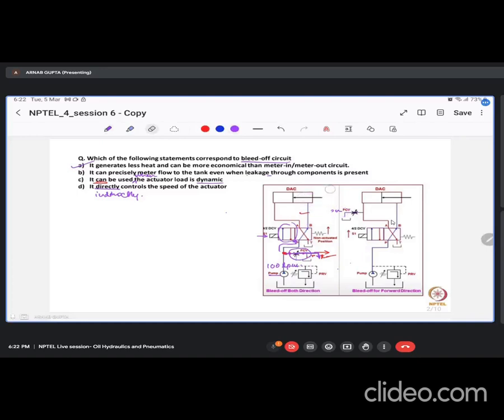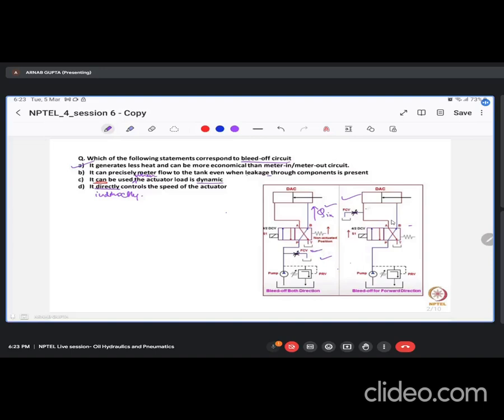So I think you could understand this. If you just look at the other figure here, what is the difference between this one and this one? This is when the flow is happening into the cylinder. That flow you are controlling through this bleed off circuit. So let me just write this as Q in. So the value of Q in is controlled by this particular bleed off circuit. It is quite like the meter in circuit.